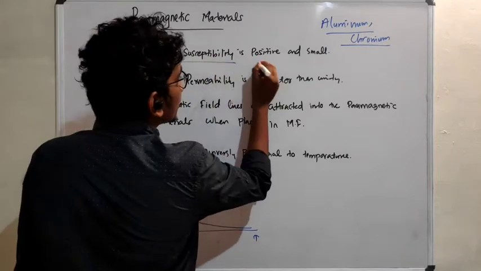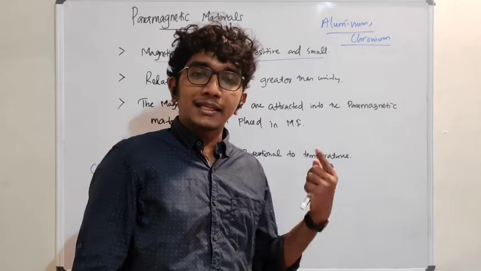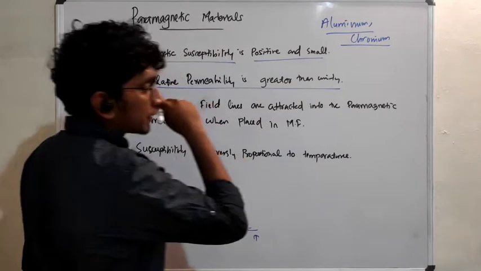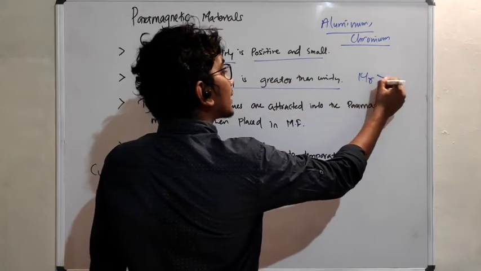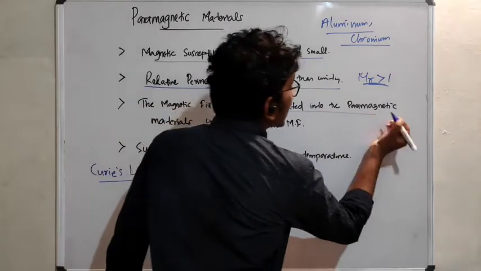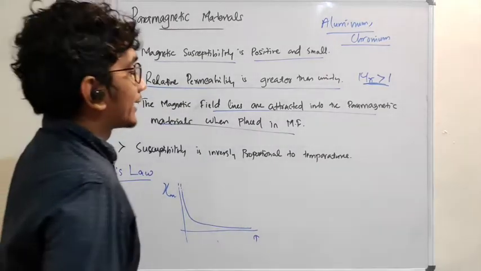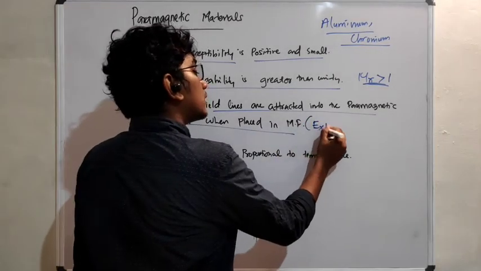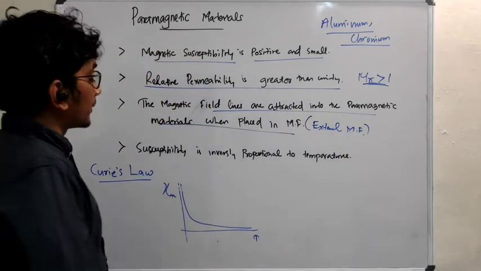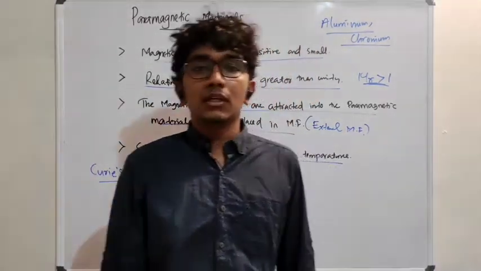What about magnetic susceptibility? It is positive and small. In diamagnetic materials, it was negative. And relative permeability mu r is greater than 1. So the magnetic field lines are attracted into the paramagnetic material when it is placed in an external magnetic field. Susceptibility is inversely proportional to temperature.